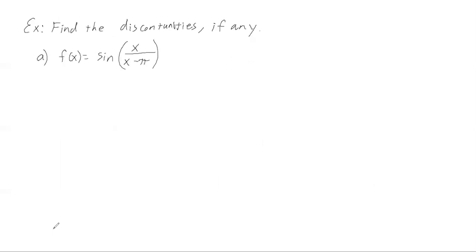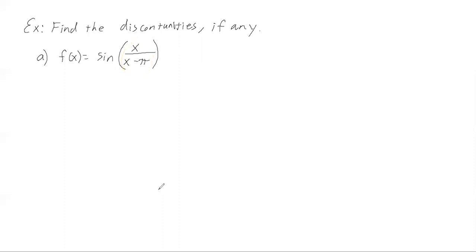Our next example: find the discontinuities, if any, of f of x equals the sine of x over x minus pi. Actually, we did some of this in the last section, didn't we? If we look at this function, we have an inside function, x over x minus pi, and an outside function, the sine of something. So we need to consider the discontinuities of the inside function first, and then the outside function.